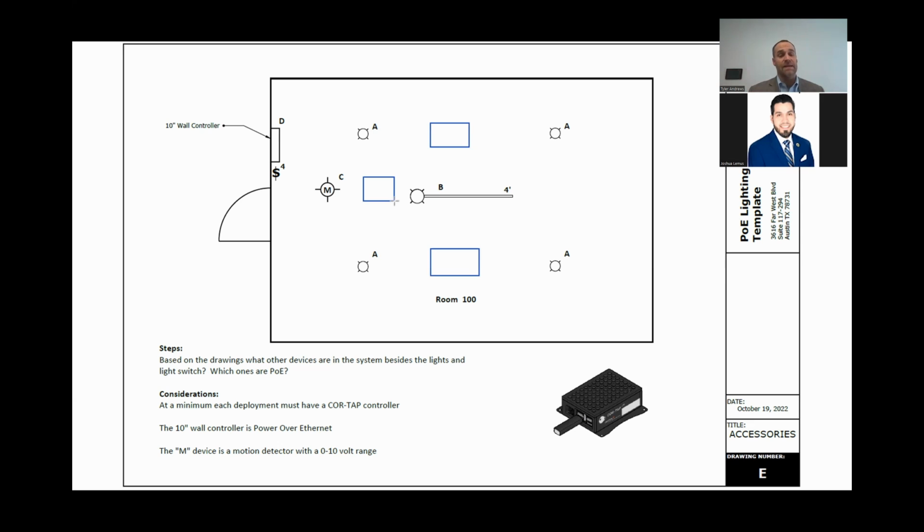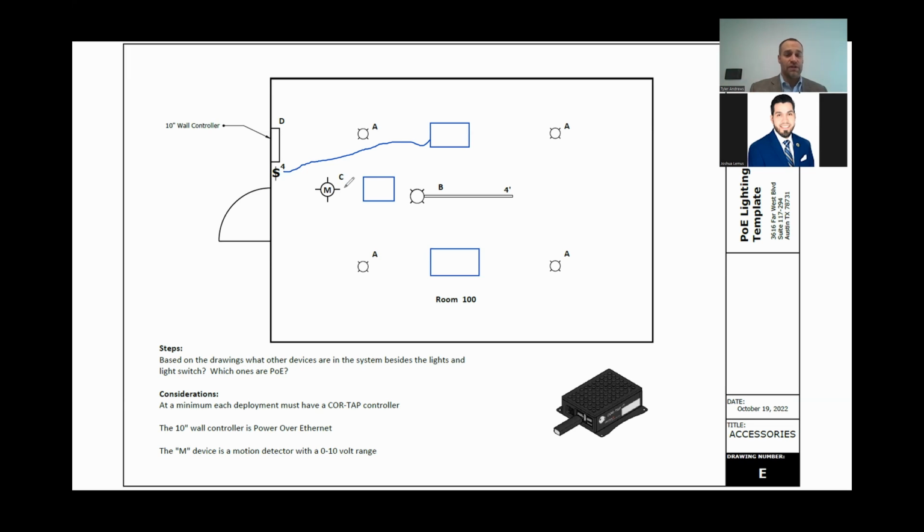The next one is based on the drawings, what other devices are in the system besides the lights and the light switch? So we do need to run a multi-conductor wire over, oops. I'm going to undo that one. We do need to plan a multi-conductor that would go, say, from this node to this light switch. And it's going to have at least 5 or maybe 6 wires in it, because you're going to have a common, button 1, 2, 3, 4, and then our light fixture has a light in it, so you may have up to 6.